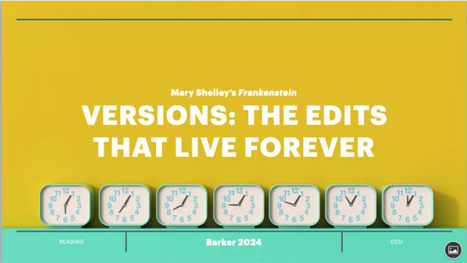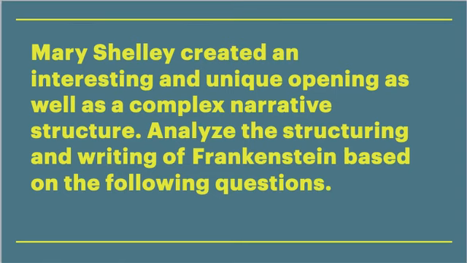About session 4 discussion, where we're starting to look at versions. I am calling them here the edits that live forever, because we're going to look at two different copies of Mary Shelley's Frankenstein. In the discussion, where we start with our key questions, we read that Mary Shelley created an interesting and unique opening, as well as a complex narrative structure. You'll notice that there are letters within this.